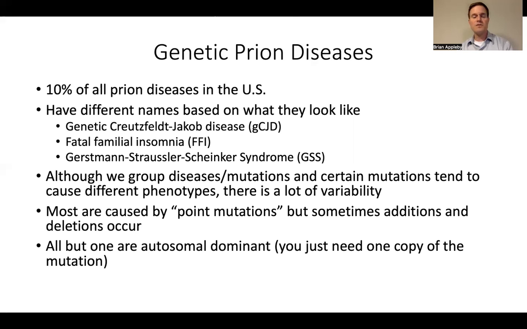The one exception to the autosomal dominant rule is actually an autosomal recessive mutation that was just discovered in the last year. The likelihood of there being other autosomal recessive or many other autosomal recessive causes of genetic prion disease are pretty unlikely at this point in time. But for the vast majority of instances, again, 99%, they're autosomal dominant.